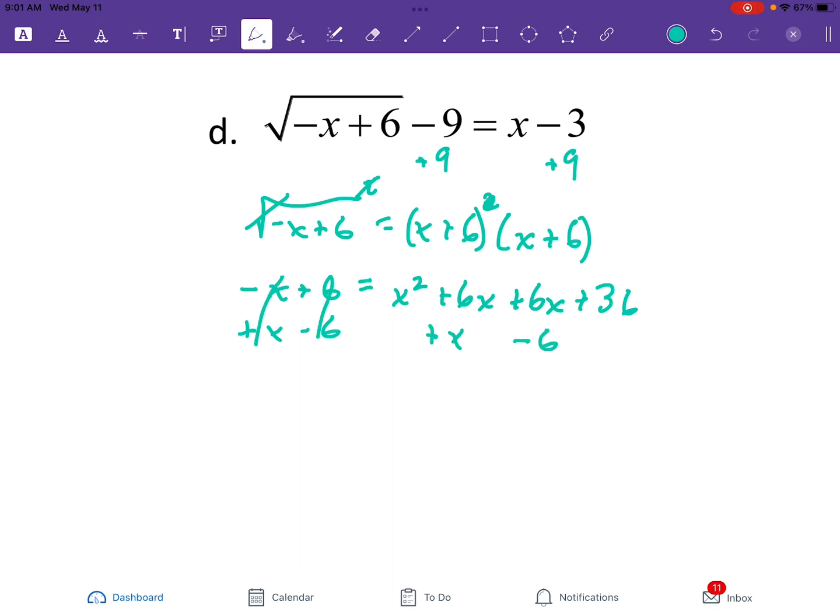These go away, and I'll be left with x squared. 6x plus 6x is 12, plus 1 more is 13.